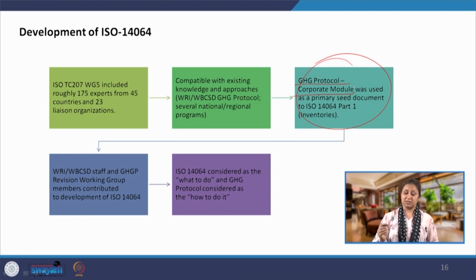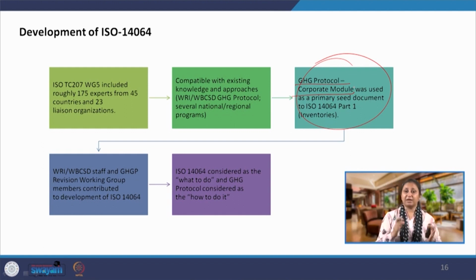Initially, when ISO 14064 was being created, the staff of WRI and WBCSD, which were responsible for creating the GHG protocol, contributed to the development. WRI and WBCSD only created the GHG protocol. So, the staff of the same organizations along with the GHGP revision working group members contributed to the early versions of 14064, and from there on 14064 continued to grow and have its own, bigger inventories, but the parent document and the conformity to GHG protocol continues.